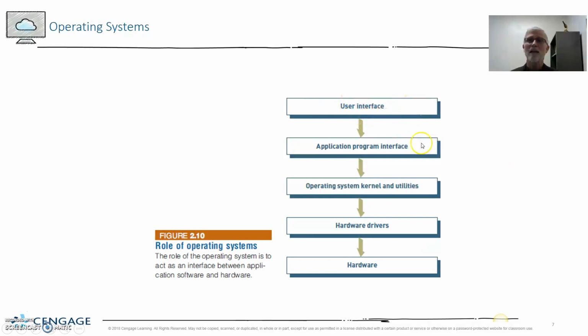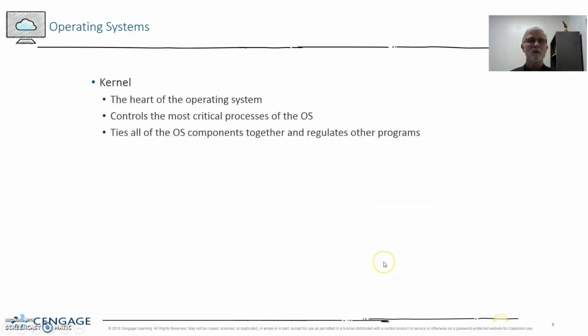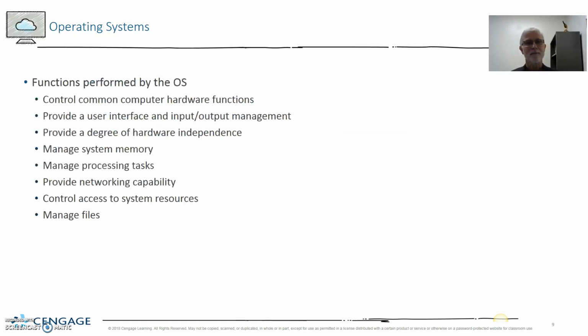It controls the user interface, the applications, the kernel and utilities, hardware drivers, and hardware. So it covers a lot of different things. The kernel is the heart of the operating system. It is probably the most crucial part of the OS, and it ties everything else together.